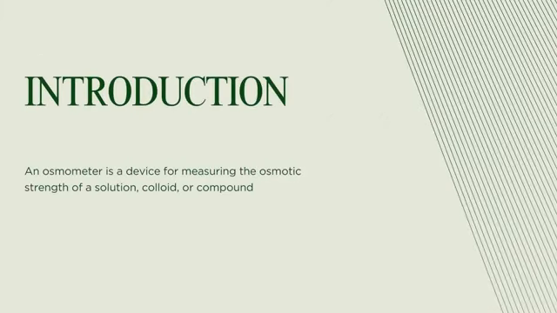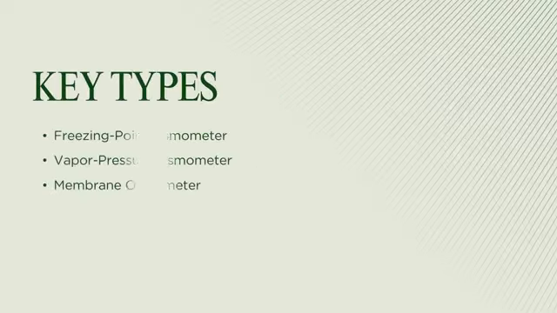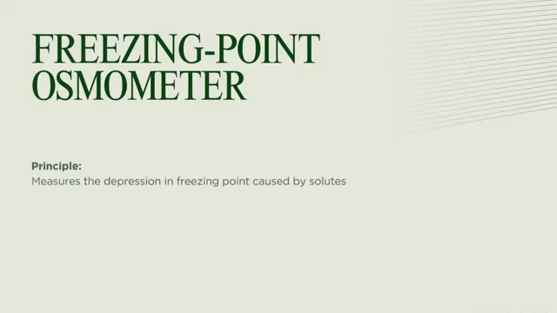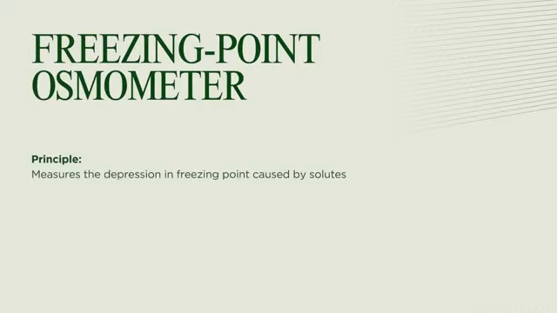So, what is an osmometer? An osmometer is a device for measuring the osmotic strength of a solution, colloid, or a compound. There are mainly three types of osmometers: freezing point osmometer, vapor pressure osmometer, and membrane osmometer. Let's first look at freezing point osmometer. It measures the depression in freezing point caused by solutes.